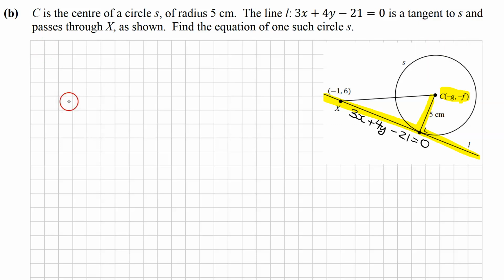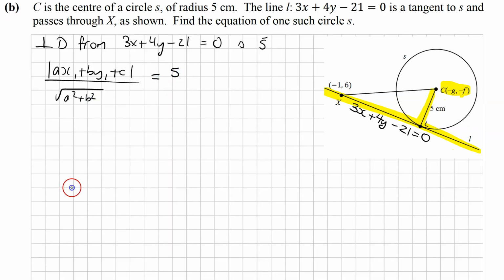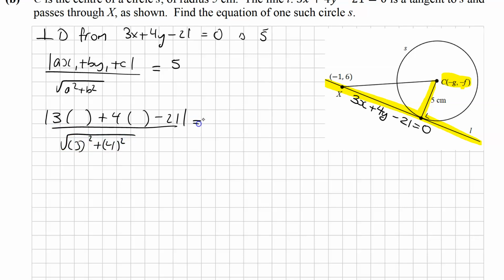Okay, so the perpendicular distance from 3x plus 4y minus 21 equal to 0 is 5. So how do I set that up? Well, it's the absolute value of ax1 plus by1 plus c, all over the square root of a squared plus b squared, and we know our answer needs to be 5. So I'll put down my equation: 3 bracket bracket plus 4 bracket bracket minus 21. Now on the bottom line, 3 squared plus 4 squared, and I'm going to put that equal to 5.